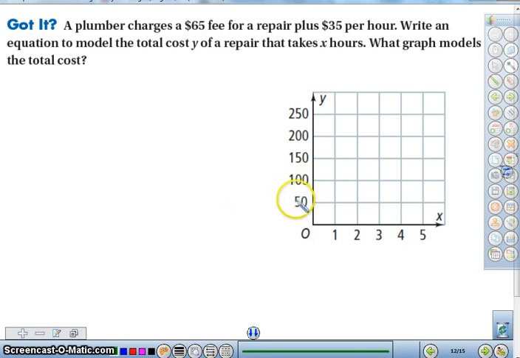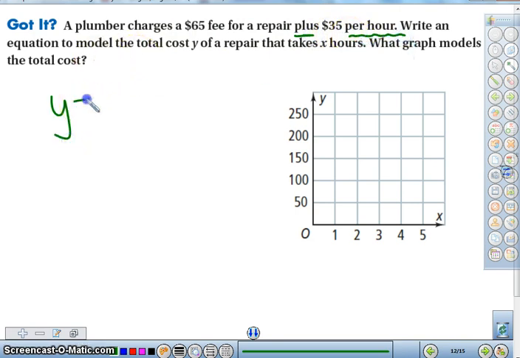The last part that we want to look at is looking at a story situation. In a story situation, can you make a graph? Can you write an equation? So you're both asked to write the equation and graph it. Here are some key words. The plumber charges $65 for repair plus $35 per hour. It says write an equation for the total cost.